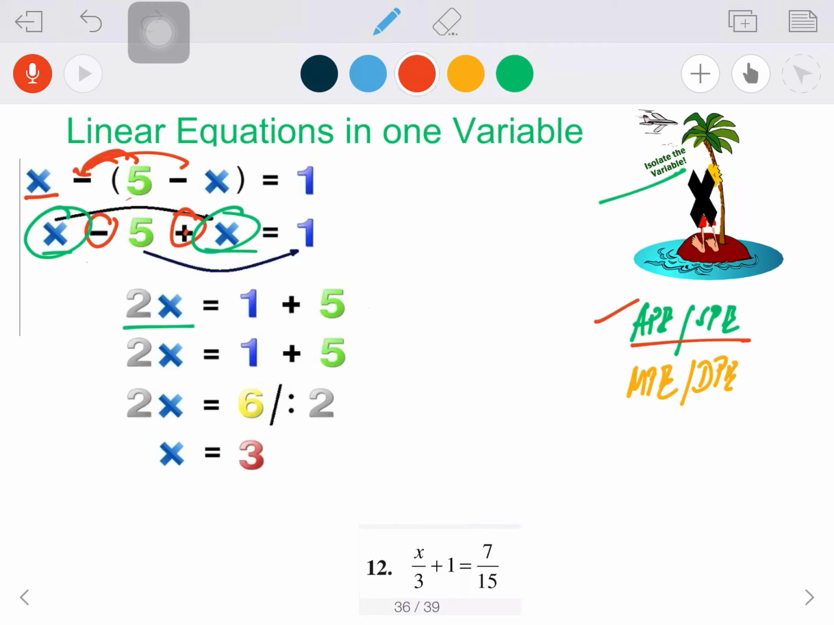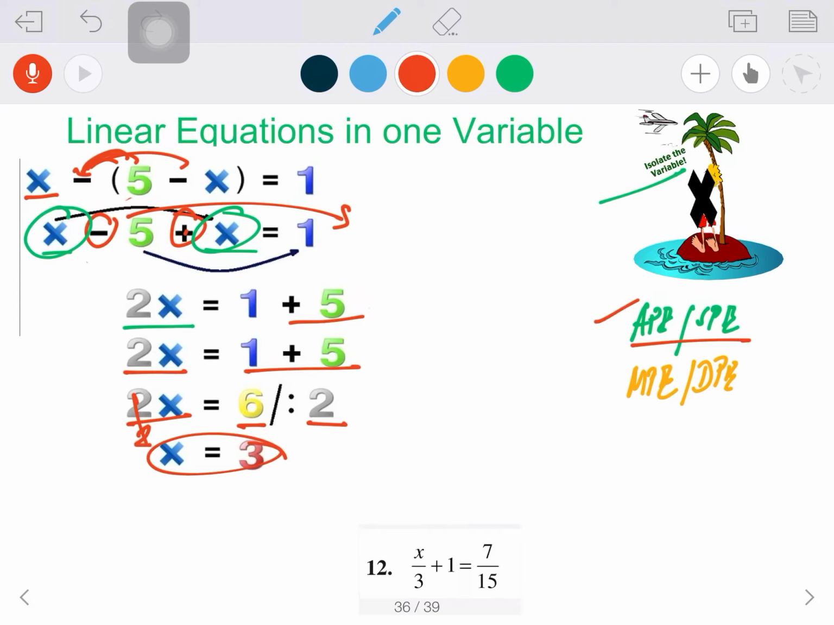What happened here was negative 5, we transpose it to the right side, so it becomes positive. So this will be 2x. 1 plus 5 is actually 6. And after that, we divide by 2 to cancel. 6 divided by 2 is equal to 3.